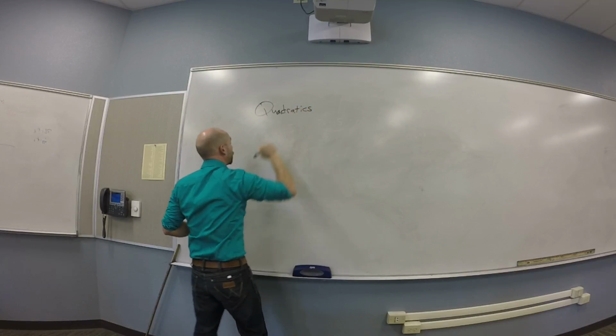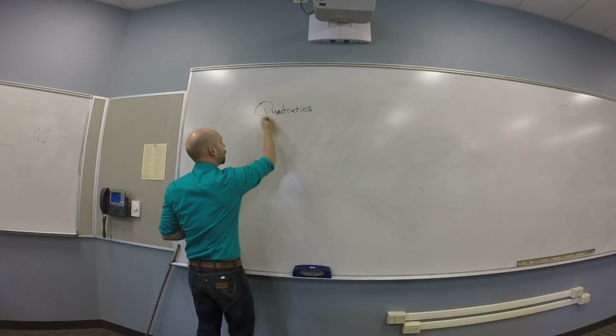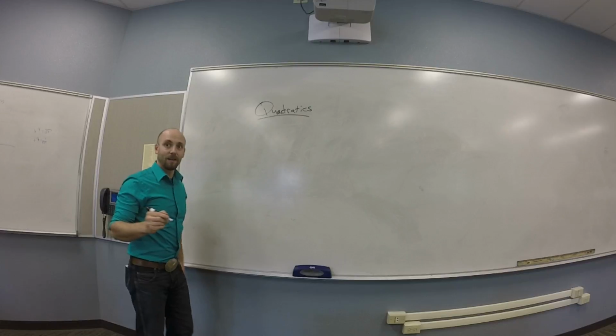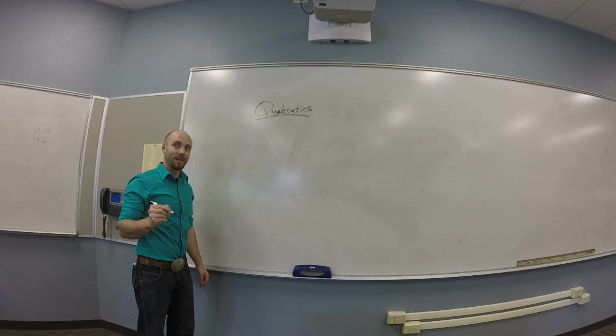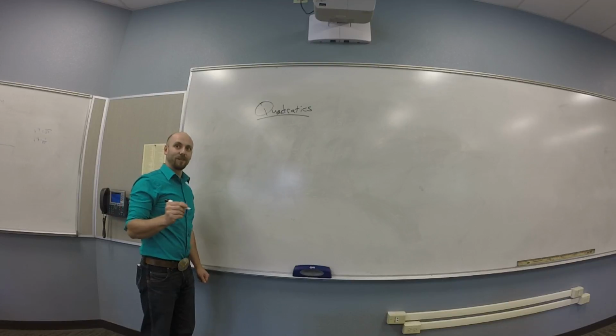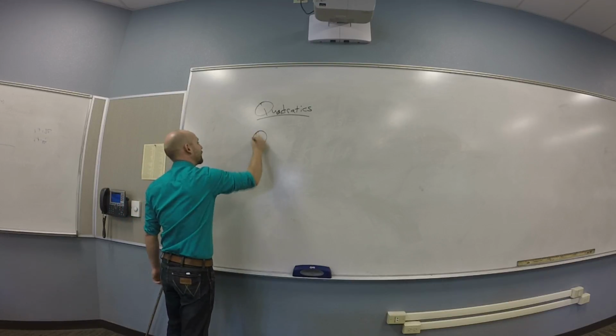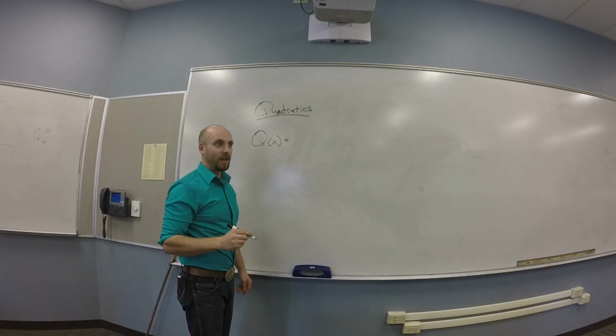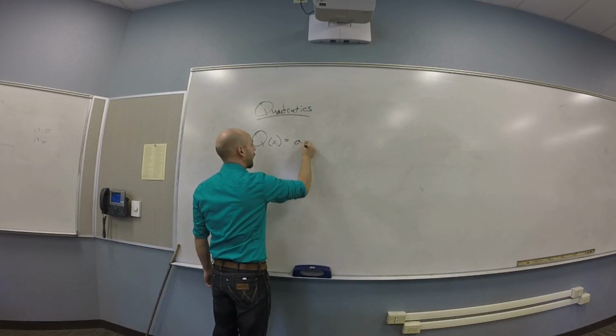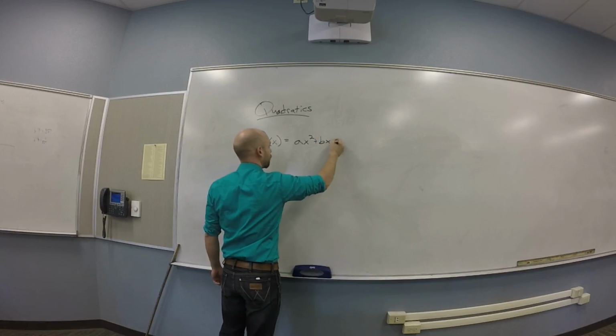Okay, so first, what is a quadratic function? A polynomial where the highest power is 2. Does that mean it's degree 2? That does mean it's degree 2. Cool. So, for example, a quadratic might look like ax squared plus bx plus c.